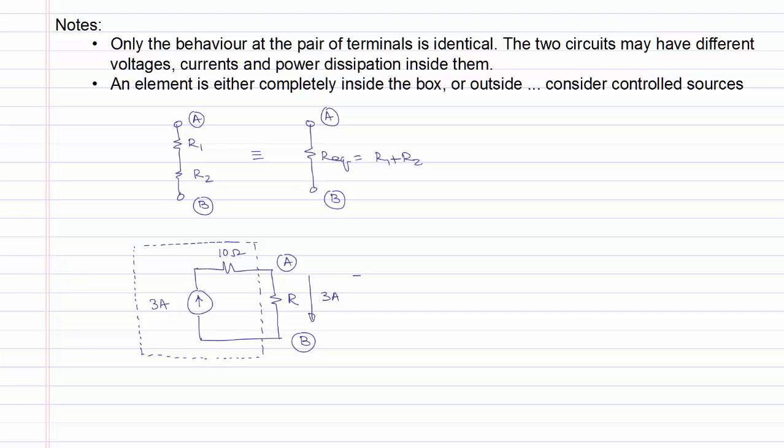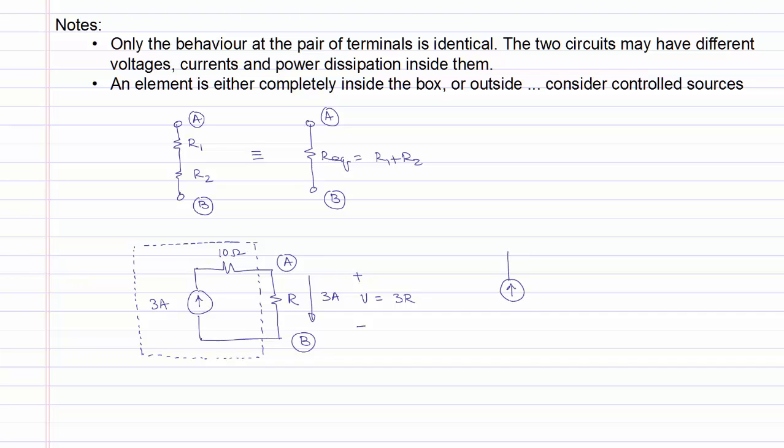And the voltage across this resistor R will be equal to V, which will be equal to 3 times R. Note that the current through the resistor R is always 3 amperes and the voltage across it is always 3 times R, regardless of the 10 ohm resistor inside the box, indicating that this 10 ohm resistance does not matter as far as we are interested in the behavior of this circuit between the terminals A and B.